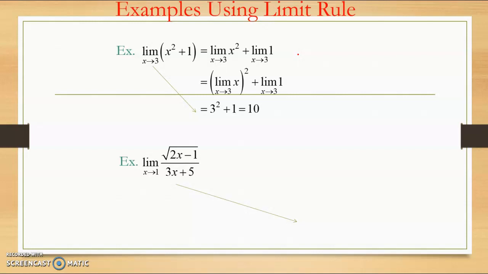The answer is 10. But without using the limit properties, we can go directly to this answer using direct substitution. Because x squared plus 1 is a continuous function, we can apply the direct substitution and get the solution of 10. The same as the second example, we can separate this into two limits and then take the limit inside the square root function and get the solution for that.